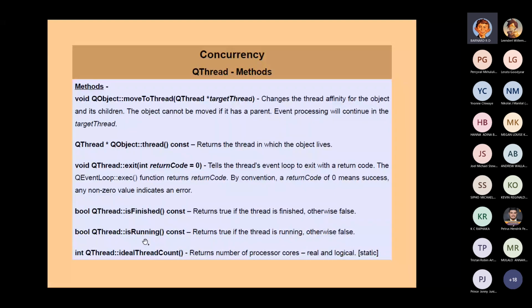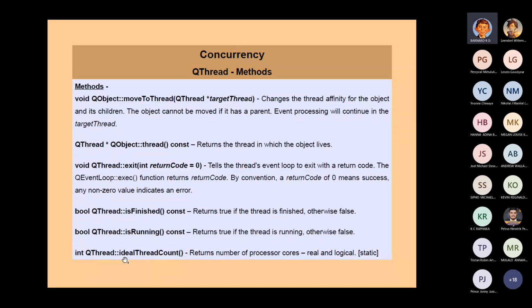Then another interesting one here is idealThreadCount. It's got a slightly unusual name. And that returns the number of processor cores that are available in your computer. Please note, and I don't quite honestly fully grasp this part of it, that they're not necessarily all real cores. They include real and logical. Those of you who know more about hardware can probably decipher that. But this is quite a useful method, idealThreadCount.